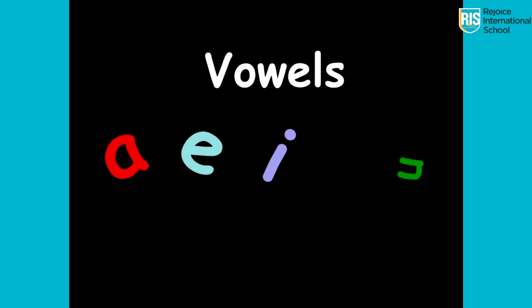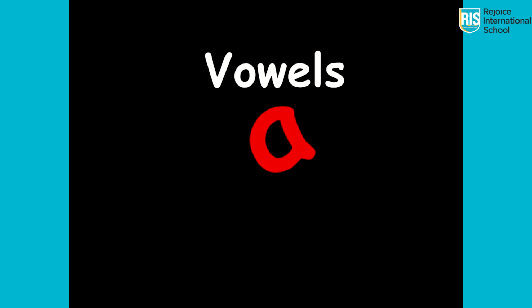Now, children, we all know that the English alphabet is divided into vowels and consonants. Can you all tell me which are the vowels of the English alphabet? Correct. A, E, I, O, and U are the 5 vowels of the English language. We use these vowels to make words, correct? Today, we are going to make words using the letter A. Are you all excited to make new words using letter A?